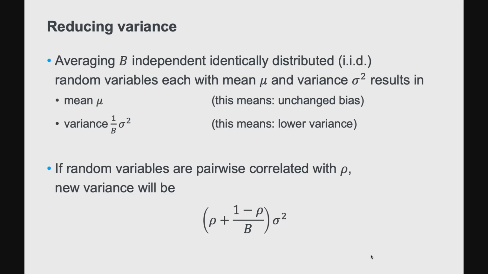And if I have B many trees that are correlated with rho, then the variance that is achieved is not sigma squared divided by B, but it's sigma squared times rho, plus 1 minus rho divided by B. If the correlation is 0, this formula is the same. But if the correlation is non-zero, my improvement is not quite as strong.